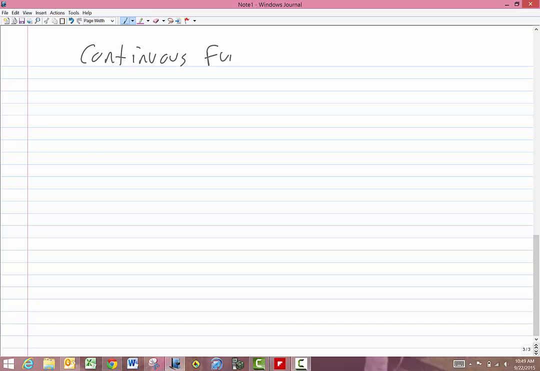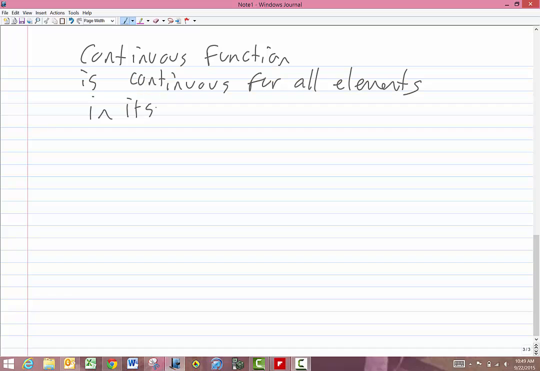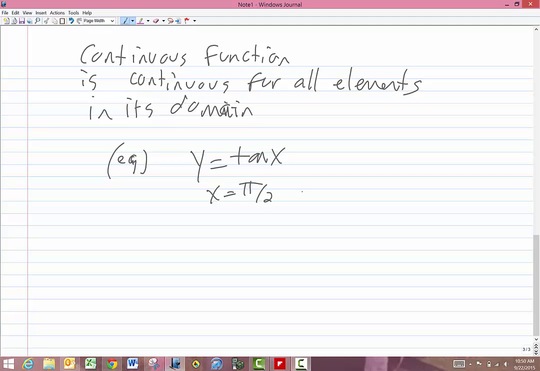And a continuous function is continuous for all elements in its domain. Now that's an interesting point, because if we go back to the tangent function, it has discontinuities at elements that are not in the domain. So for example, pi over 2 is one of those discontinuities. But yet, pi over 2 is not an element of the domain.